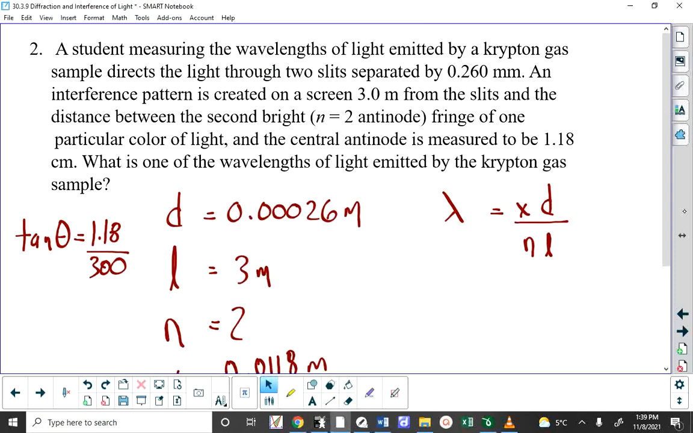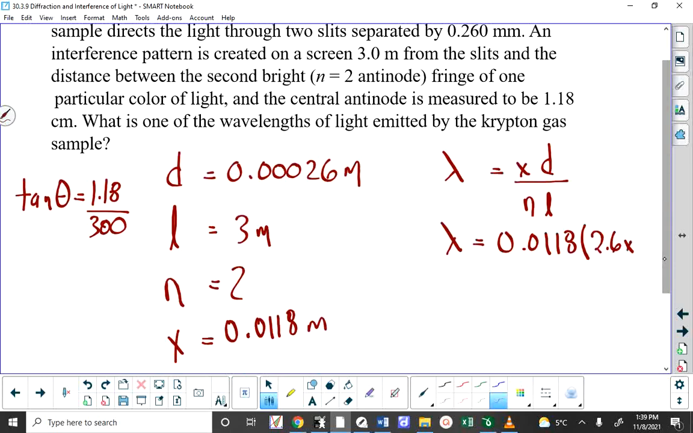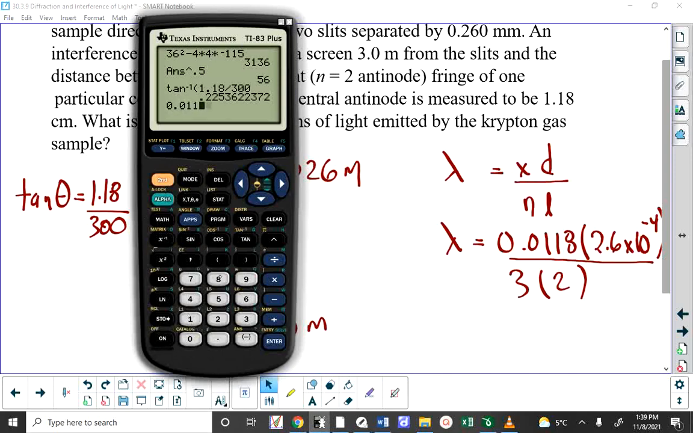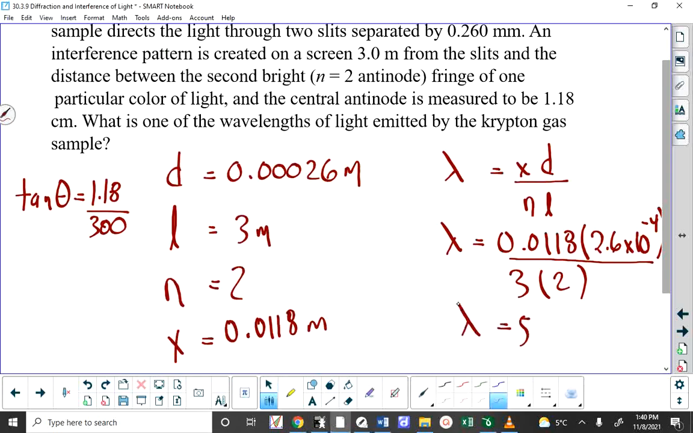We're allowed to. So lambda will be 0.0118 times 2.6 times 10 to the negative 4 over 3 times 2. Getting 5.1 times 10 to the negative 7. Yes? Okay. That's 511 nanometers, by the way. I think it would maybe be unfair to say what color is that. I know it's probably green because green light is about 535 nanometers, but I think that's maybe expecting too much of a student. Any questions with that example?